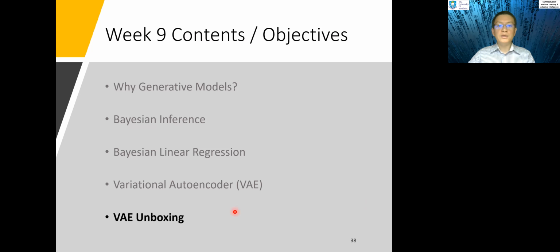So that is a brief introduction to variational autoencoder. In the next section, we will look at some technical details of VAE.